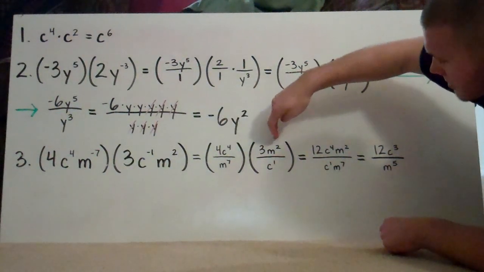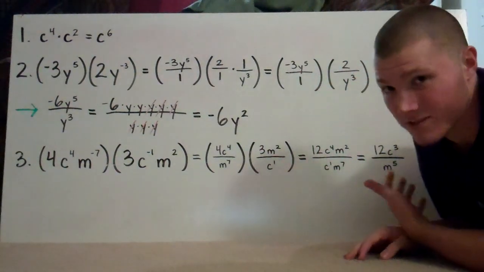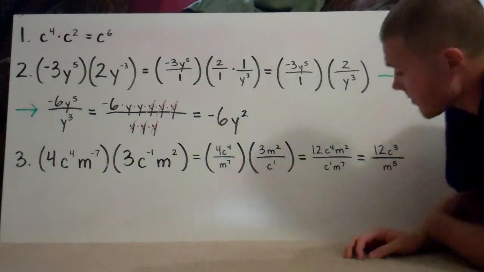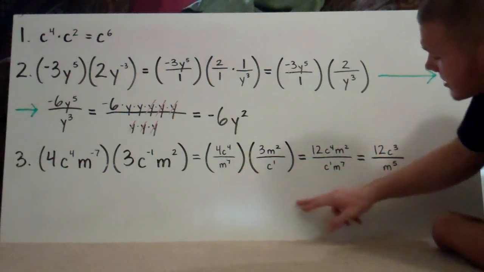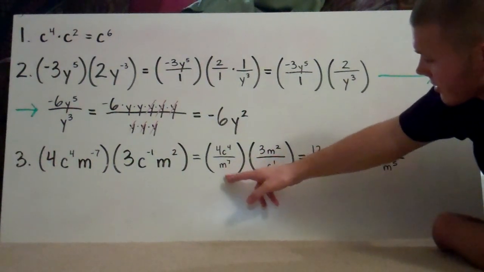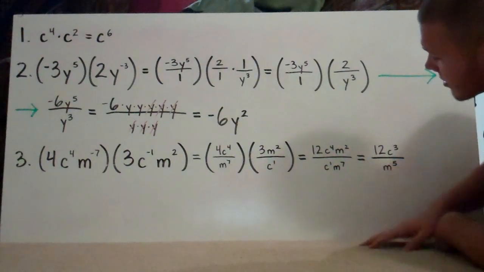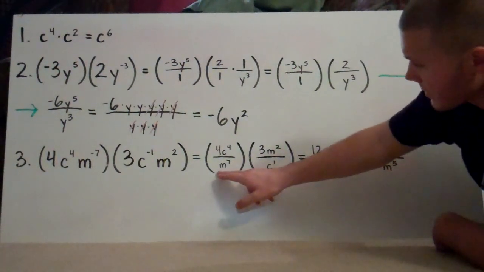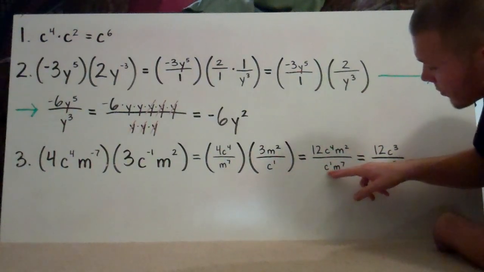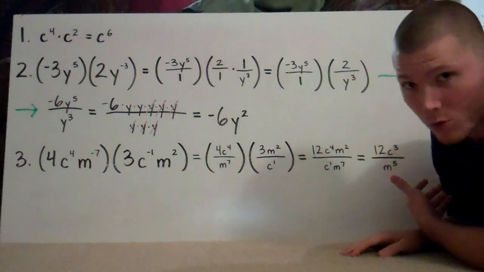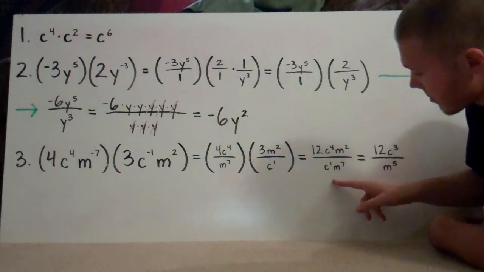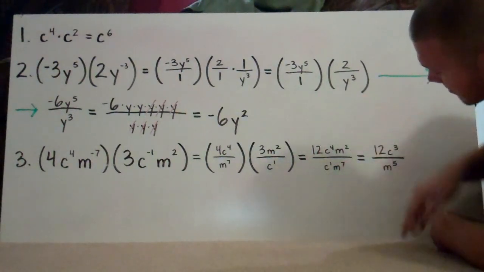c to the 4th times m to the 2nd. Well, you can't combine those because they're not like terms, not the same variable. So that's going to be it. And then on bottom, we've got c to the 1st times m to the 7th. Now I know the m came first here, but I rewrote it with the c first. That's just because I wanted to keep my variables in the same order that they are on top as they are on bottom. Cm, Cm.